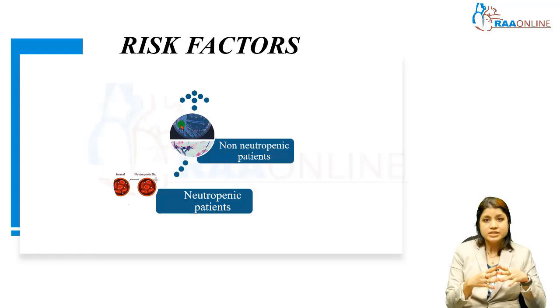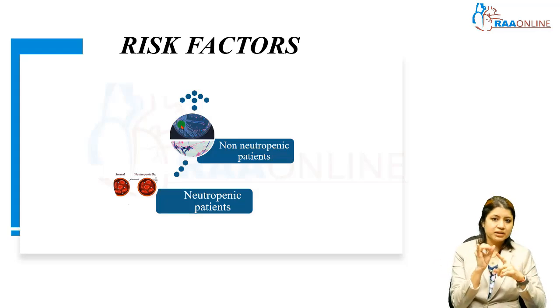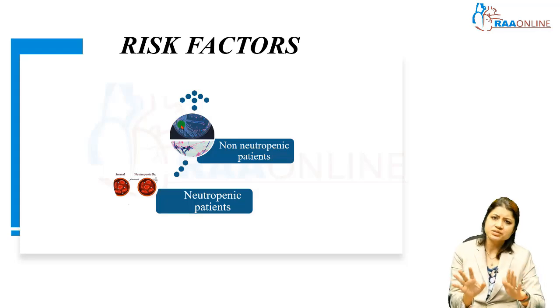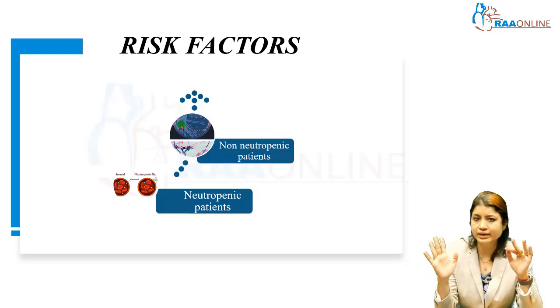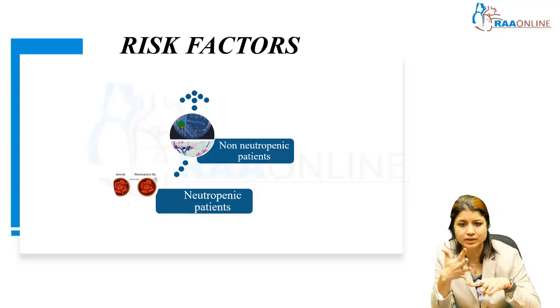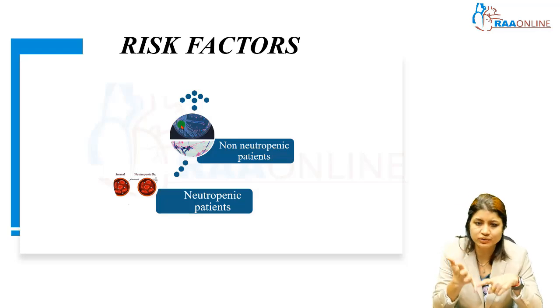Okay, so let's begin first with the risk factors. We know that the risk factors can be either neutropenic patients or non-neutropenic patients. Neutropenic patients, quite obvious, absolute neutrophil count less than 500 and having a febrile episode, that is febrile neutropenia. So they're better to have an empirical antifungal therapy and also try to diagnose them and try to evaluate it.